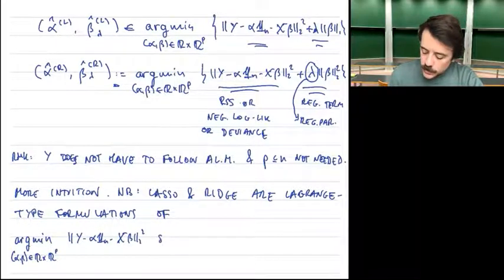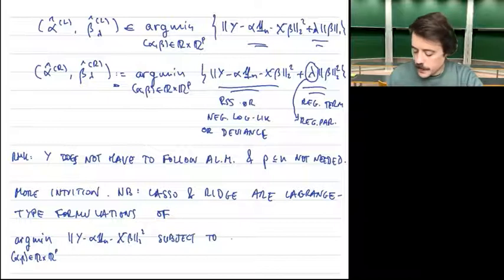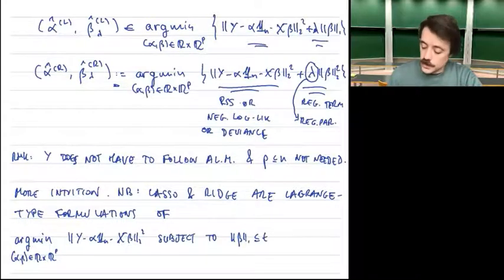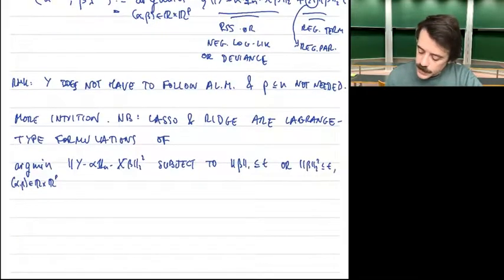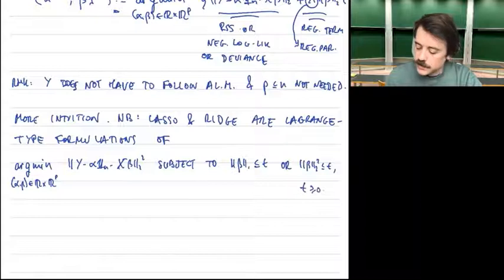Okay, but now subject to the norm of the beta being less than or equal to some t, and that's for lasso. And then for ridge, what we have as the condition is this, yeah? And this is, of course, for t greater than or equal to 0.